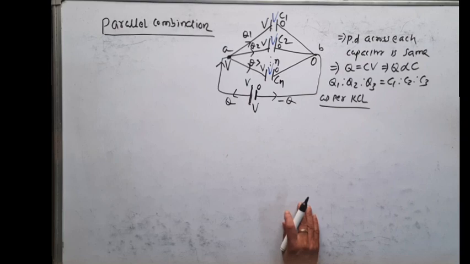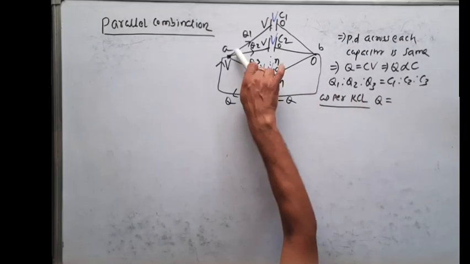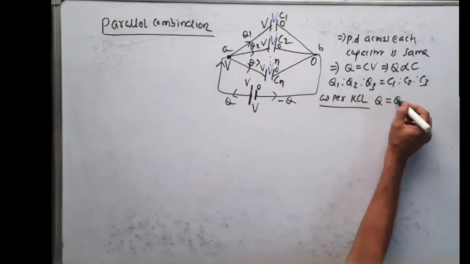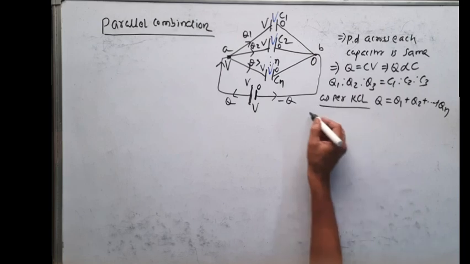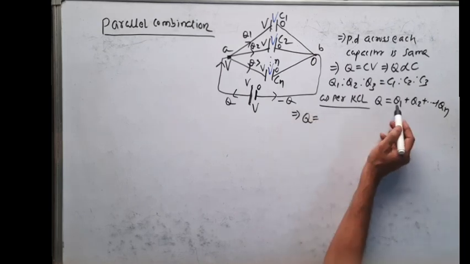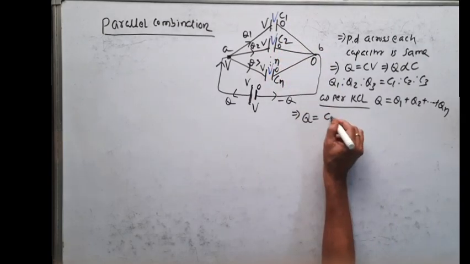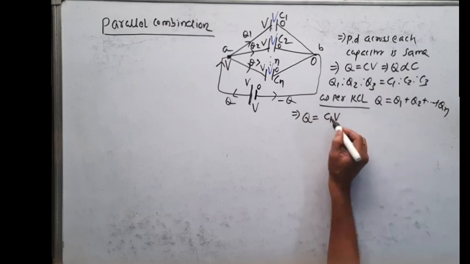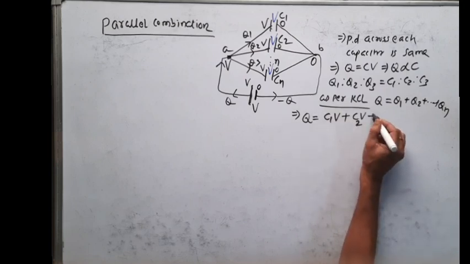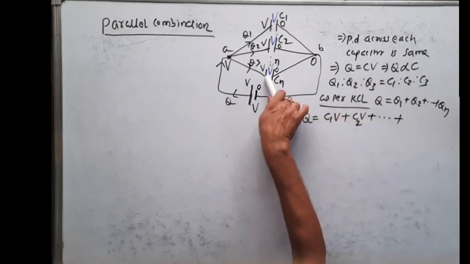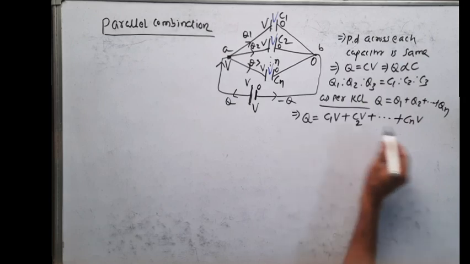Current is nothing but the flow of charge. So total incoming charge to this point A is equal to Q. Total outgoing charge through all the capacitors is Q1 plus Q2 up to Qn. So Q is equal to, what is Q1? Charge through the first capacitor: capacitance value is C1, voltage is V. So Q1 is equal to C1V. Similarly, Q2 is equal to C2 into V. Similarly, what is charge across the nth capacitor? Here capacitance is Cn, voltage is V.